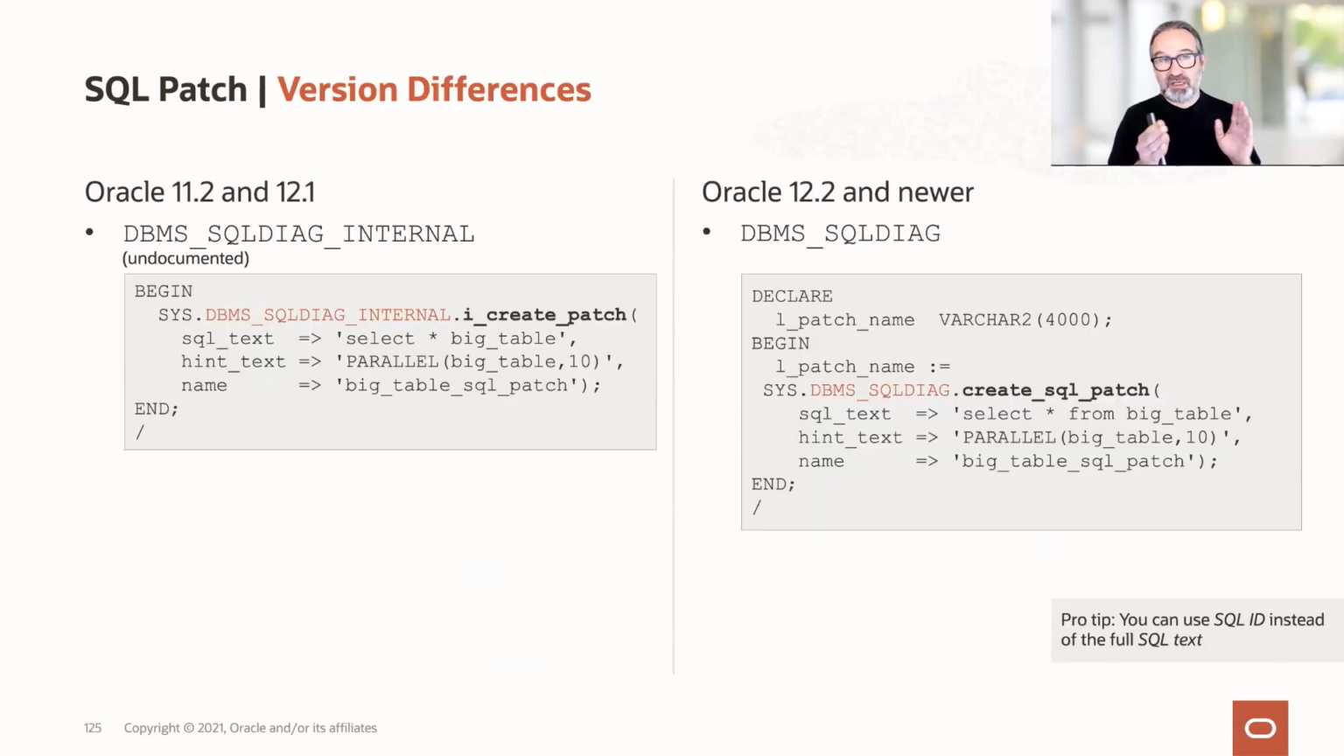So I won't focus on the left side because this is the 11.2 and 12.1 code with an internal package. But on the right side, DBMS_SQLDIAG, this is the package we are using here. And here I'm using a simple SQL text, select star from big table, and I add a parallel hint to it. So whenever the SQL will identify itself with the SQL ID, and certainly as we wrote in the pro tip here, you can use, of course, also the SQL ID instead of the real text, then this hint will be applied. Or in reverse, if the hint would be embedded, we can simply ignore the hint for that statement.